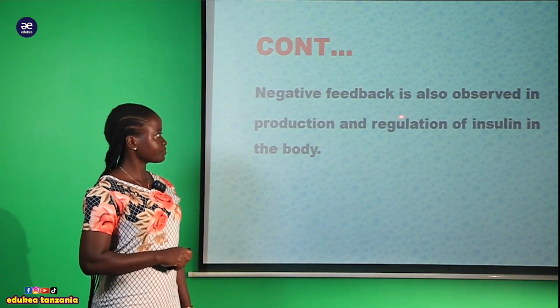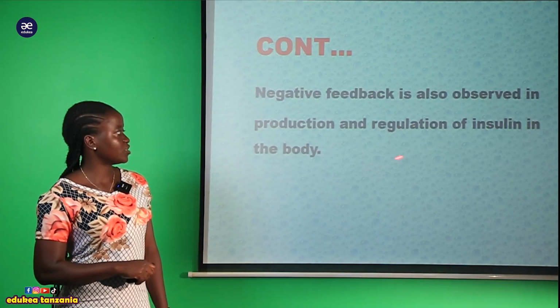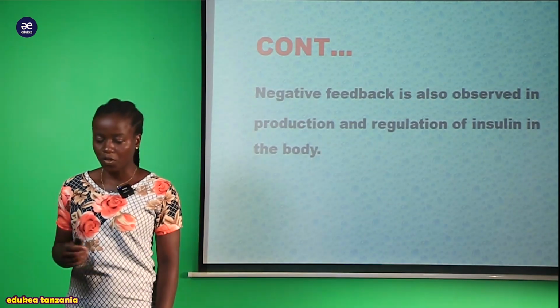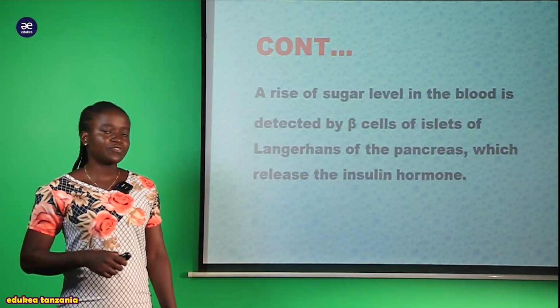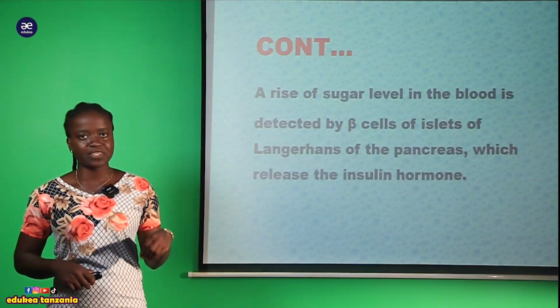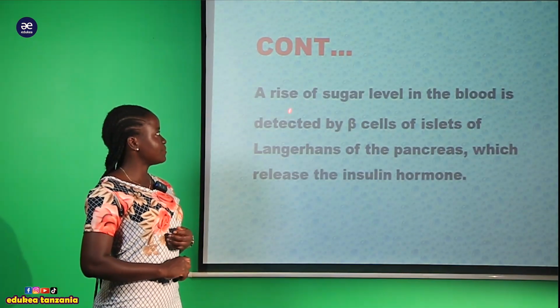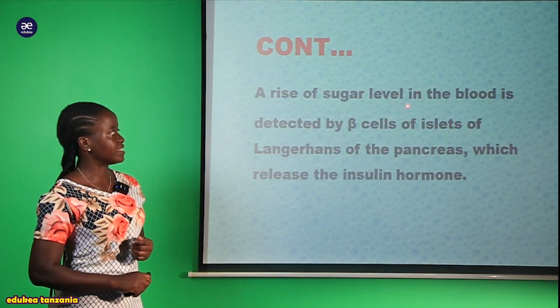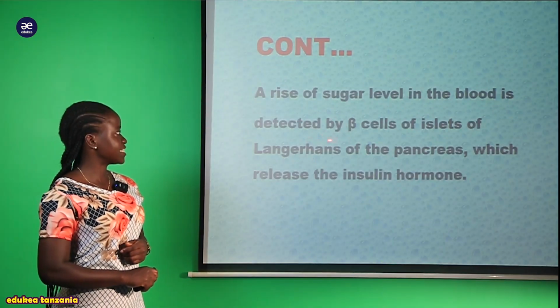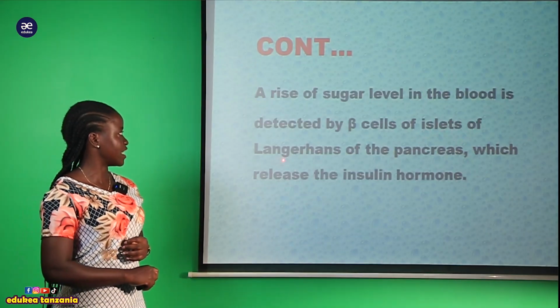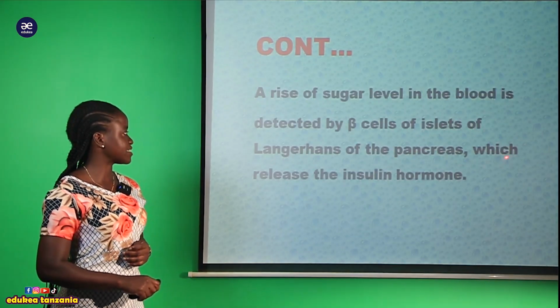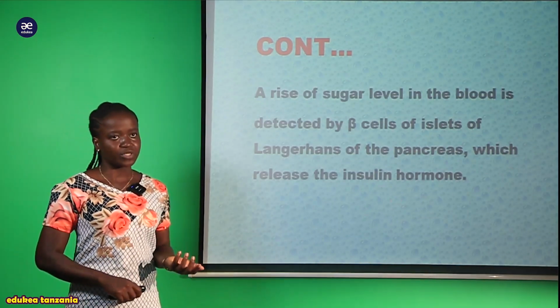Not only the production of the thyroxine within the blood, also we have another example, that is a regulation of the insulin within the body. Also that is one of the examples. So now this regulation of insulin within the blood occurs when the sugar level rises in the blood. So it is detected by beta cells of the islets of Langerhans of the pancreas, which release the insulin hormone.